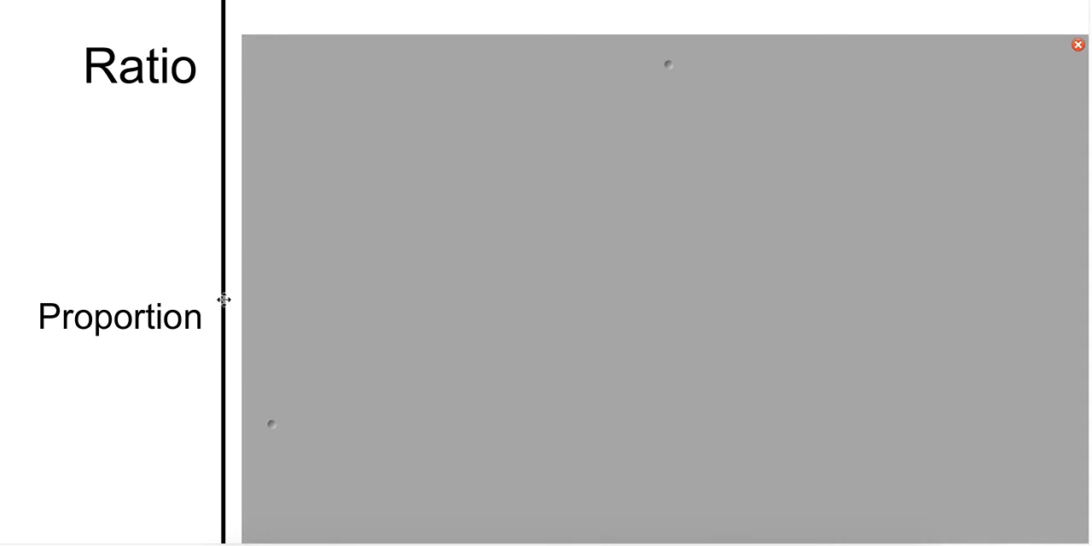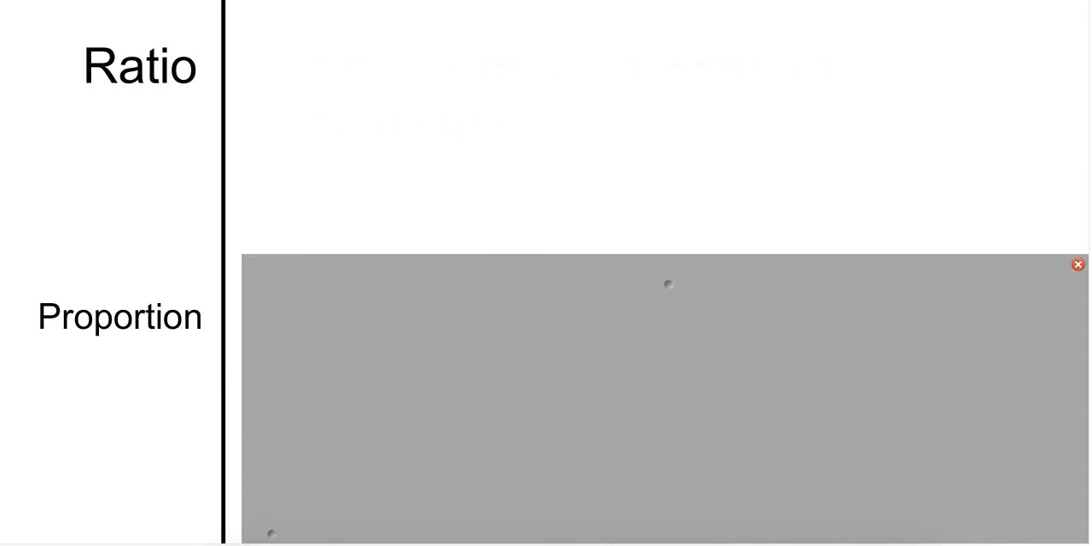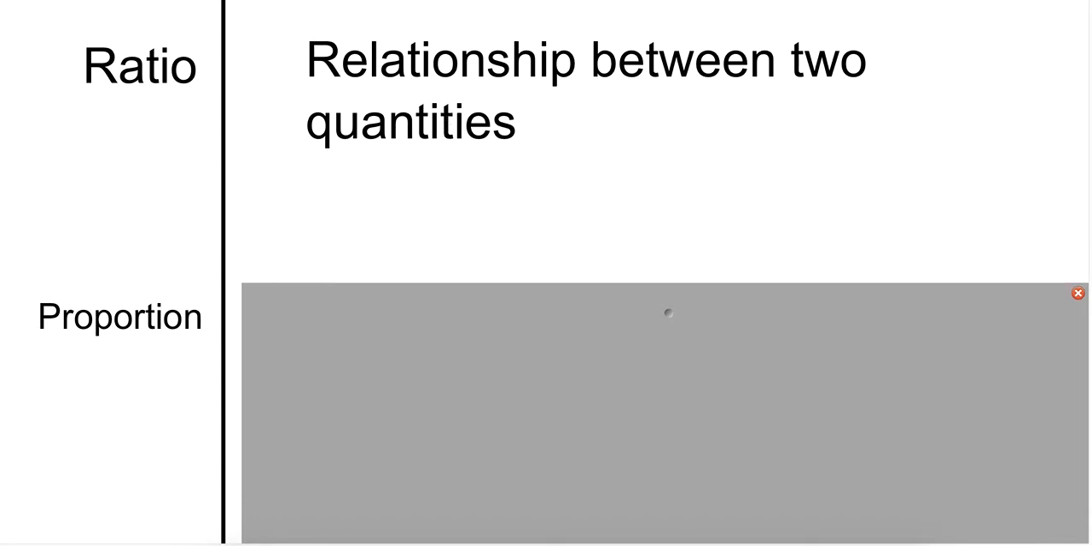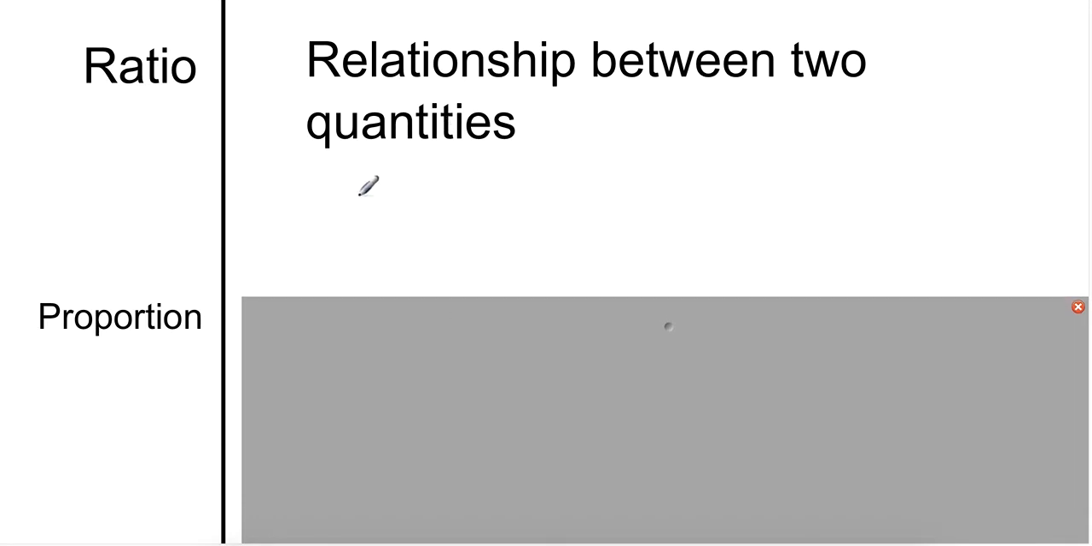So let's get what a ratio and a proportion are. A ratio is a relationship between two quantities. Remember from yesterday, we can write it three ways. You can write it as a fraction, with a colon, or with the word "to": 2 to 3.